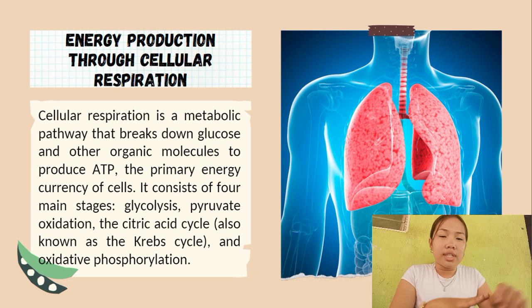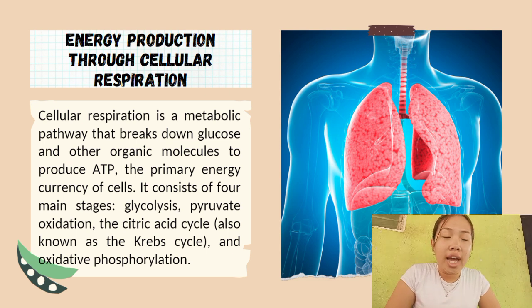phosphorylation. During glycolysis, glucose is split into two molecules of pyruvate in the cytoplasm, yielding a small amount of ATP and NADH. The pyruvate then undergoes oxidation in the mitochondria, forming acetyl coenzyme A, which enters the citric acid cycle. Here, further breakdown of molecules occurs with the addition of NADH and FADH2, while releasing carbon dioxide. Finally, oxidative phosphorylation, which includes the electron transport chain and chemiosmosis, generates the majority of ATP by utilizing the high energy electrons from NADH and FADH2 to create a proton gradient that drives ATP synthesis.